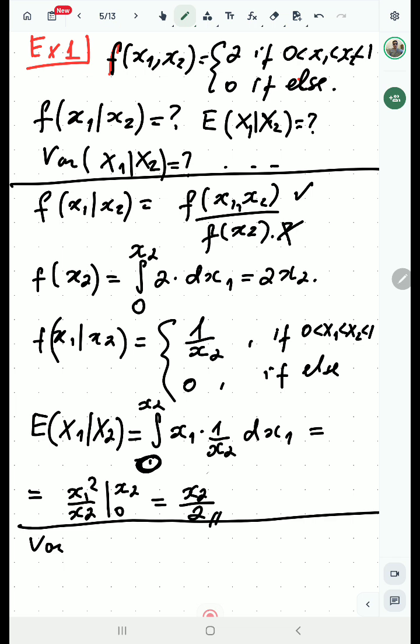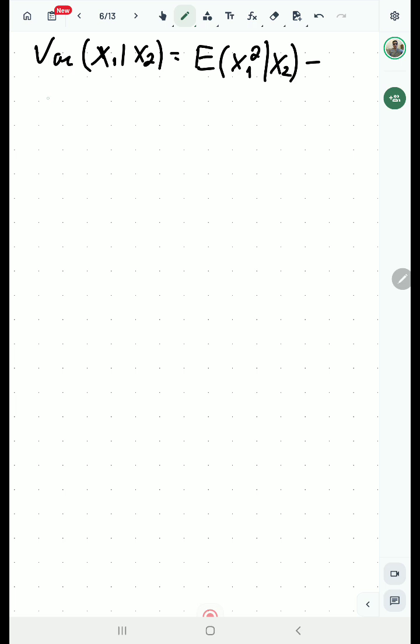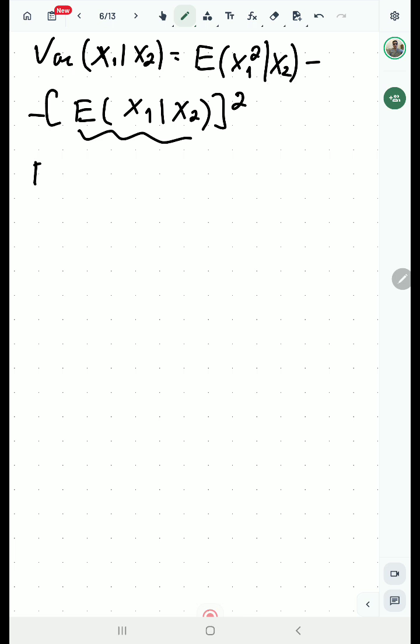So the variance, maybe I should start from a new page. The variance of x1 given x2 is going to be equal to the expectation of x1 squared conditional on x2, minus the expectation of x1 given x2, squared. Now we know the expectation of x1 given x2 has already been found, but we don't know the expectation of x1 squared given x2.